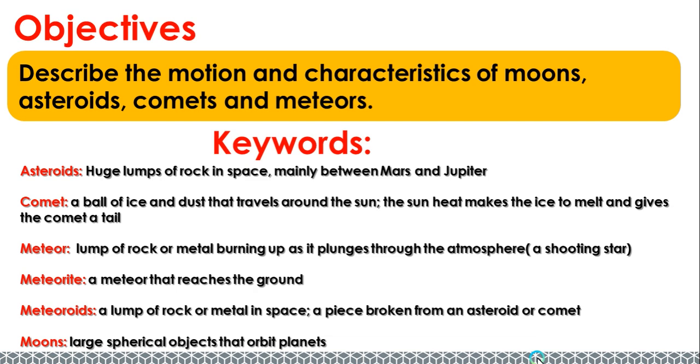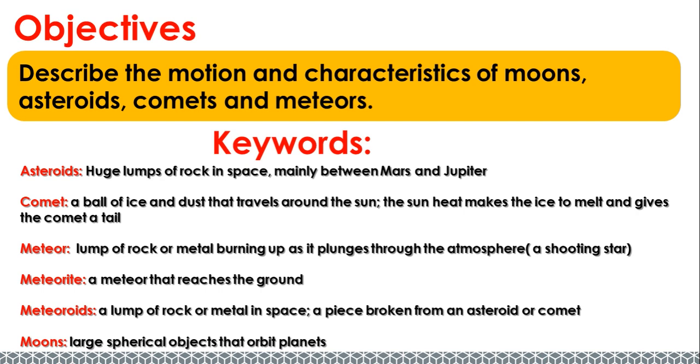Keywords: asteroids, huge lumps of rock in space, are mainly between Mars and Jupiter. A comet, a ball of ice and dust that travels around the sun. The sun's heat makes the ice melt and gives the comet a tail. Meteor, a lump of rock or metal burning up as it plunges through the atmosphere. A shooting star. Meteorite, a meteor that reaches the ground.